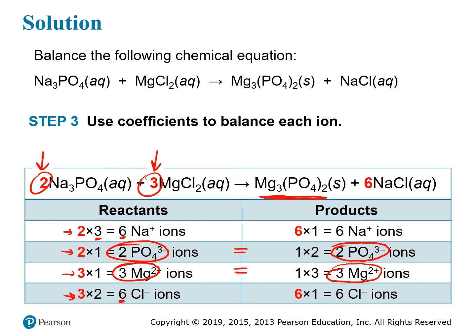6 sodium ions. Lucky for us, on the right-hand side, sodium and chloride are together as NaCl, just one of each stuck together. So if we need 6 sodium and 6 chlorine, we can just put this 6 here, and it will balance that out. So we end up with the correct number of sodiums and the correct number of chlorides.